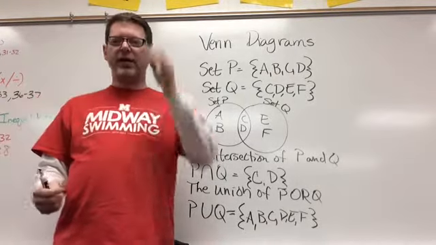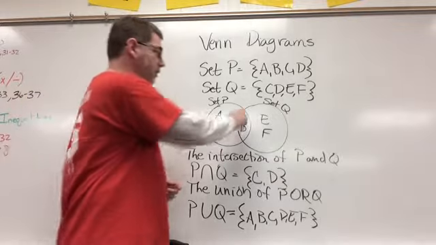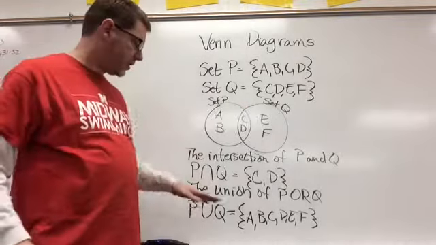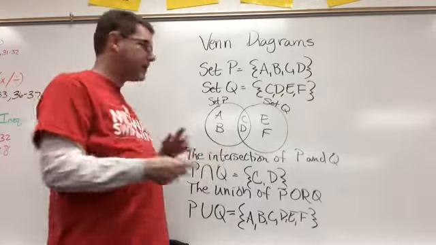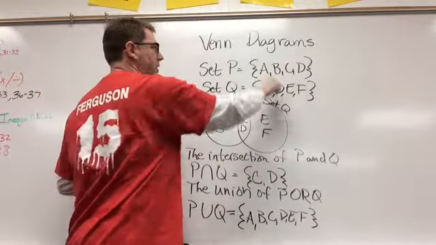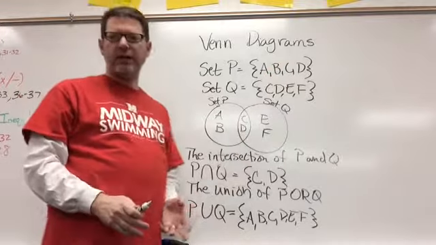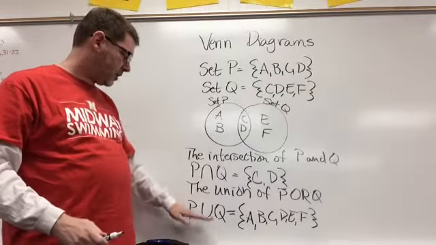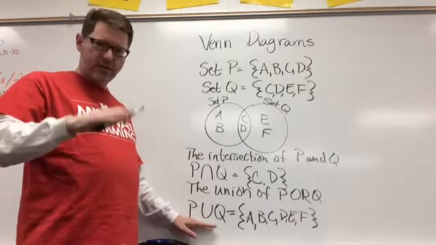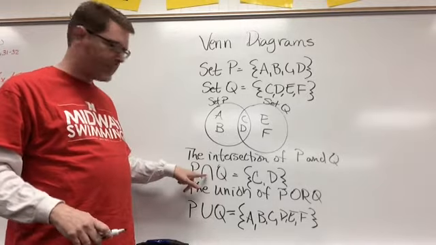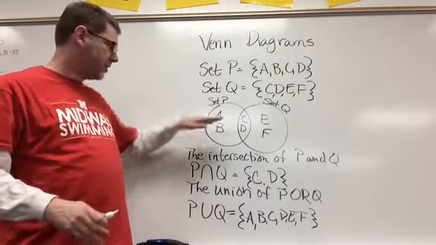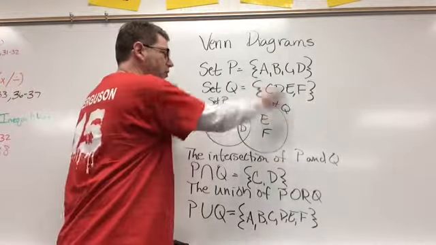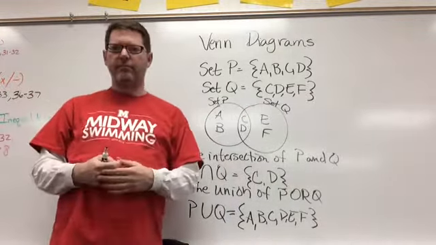Now, when we talk about Venn diagrams, we're talking about the intersection, which is the middle part, and the union, which is everything that's included. We don't write anything twice. That's why we didn't write the C and D twice, because we just need to put it one time. So the union looks like a U, and the intersection is an upside down U, so that we can tell the and the or of a Venn diagram.